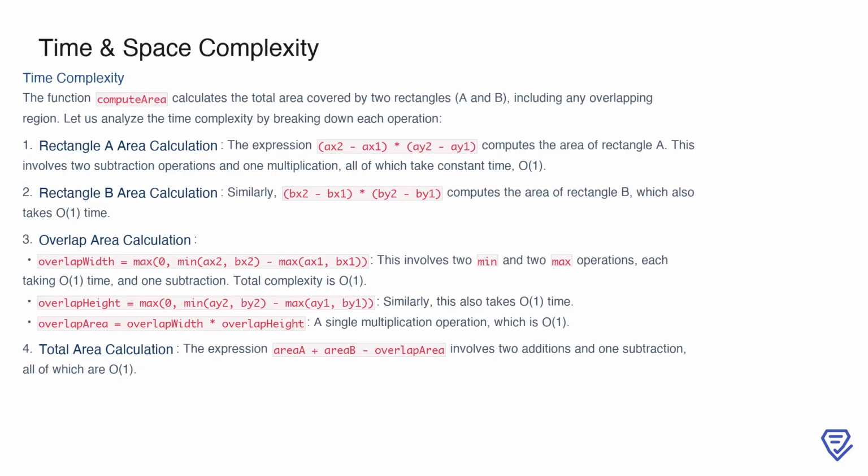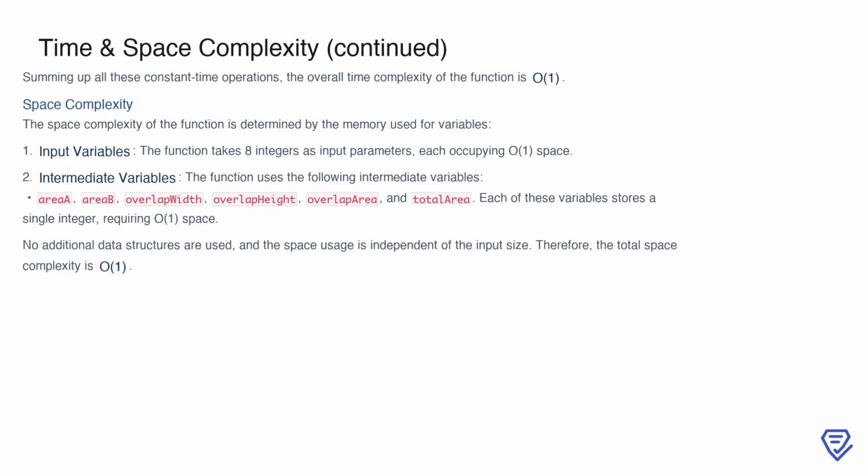Finally, the total area is obtained by adding the areas of the two rectangles and subtracting the overlap area. This involves two additions and one subtraction, all of which are constant time. Therefore, each step in the computation is O(1). When we sum up all these constant time operations, the overall time complexity of the function is O(1). This means that no matter the size or position of the rectangles, the number of operations remains fixed and does not grow with the input.